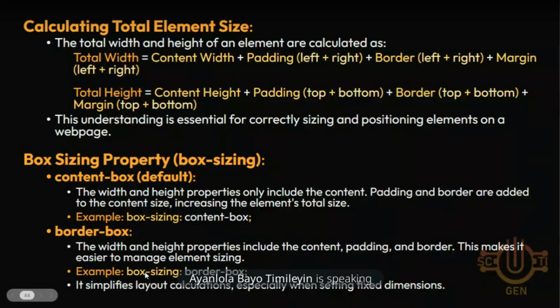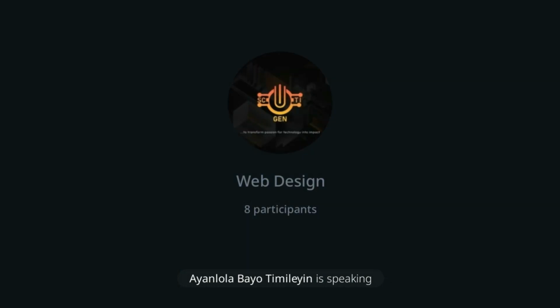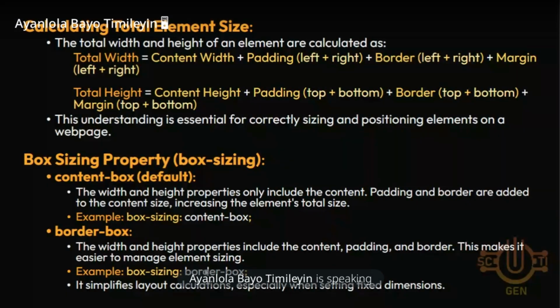So if you set the value of box-sizing to border-box, whatever width you set on that element, we account for other layers or other components of the box model. That is your padding and your border, just padding and border, as you can see from the description. The width and height properties include the content, the padding, and the border, which makes it easier to manage element sizing. So it simplifies layout calculations, especially when setting fixed dimensions.